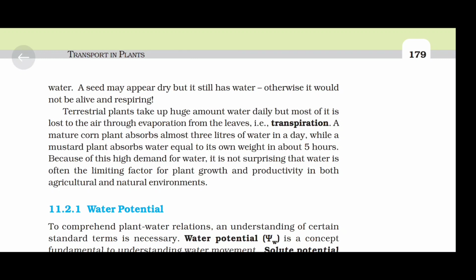Terrestrial plants take up a huge amount of water daily, but most of it is lost to the air through evaporation from the leaves, that is, transpiration. A mature corn plant absorbs almost 3 liters of water in a day, while a mustard plant absorbs water equal to its own weight in about 5 hours. Because of this high demand for water, it is not surprising that water is often the limiting factor for plant growth and productivity in both agricultural and natural environments.